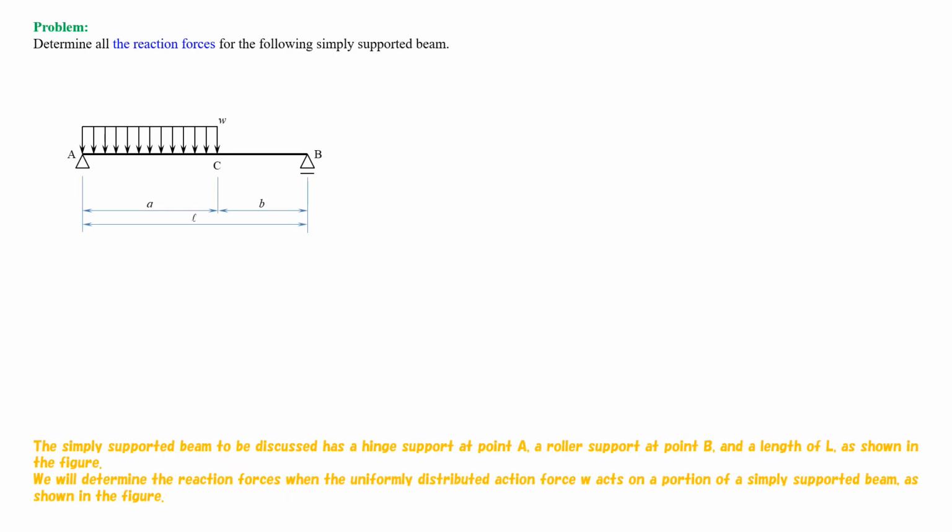The simply supported beam to be discussed has a hinge support at point A, a roller support at point B, and a length of L, as shown in the figure. We will determine the reaction forces when the uniformly distributed action force W acts on a portion of a simply supported beam, as shown in the figure.